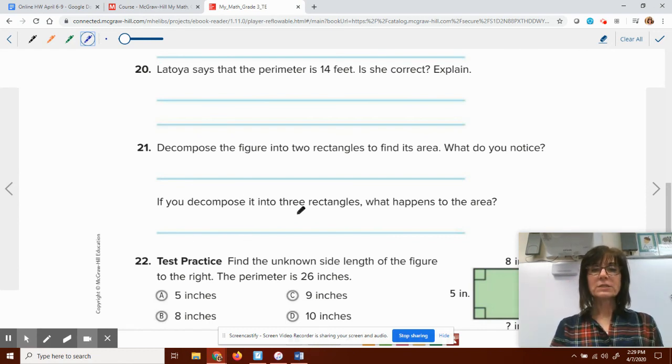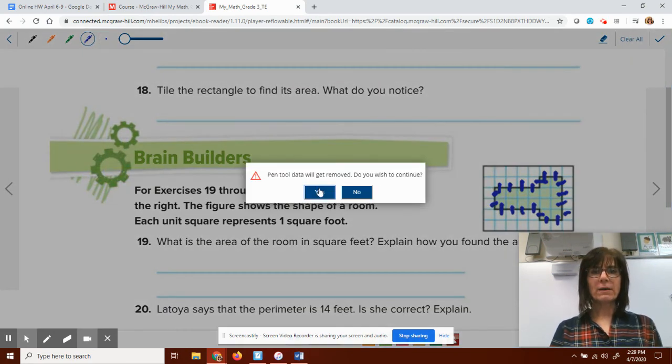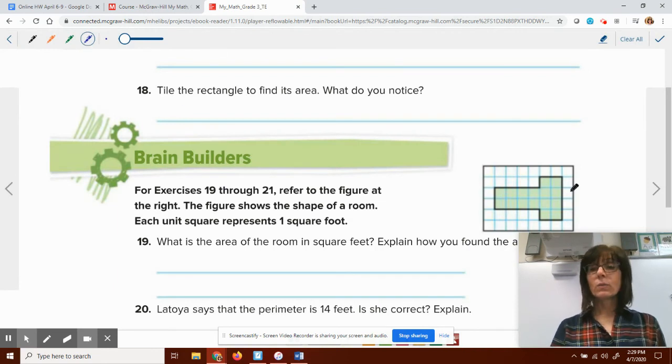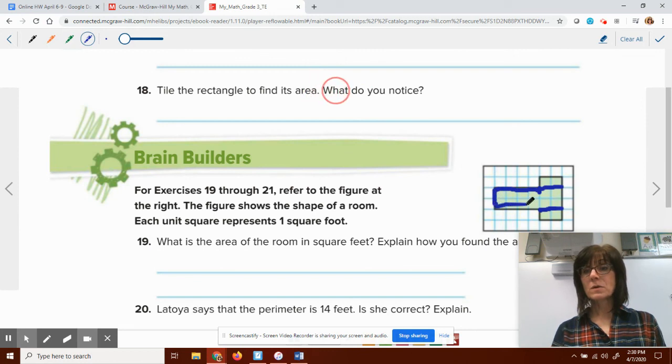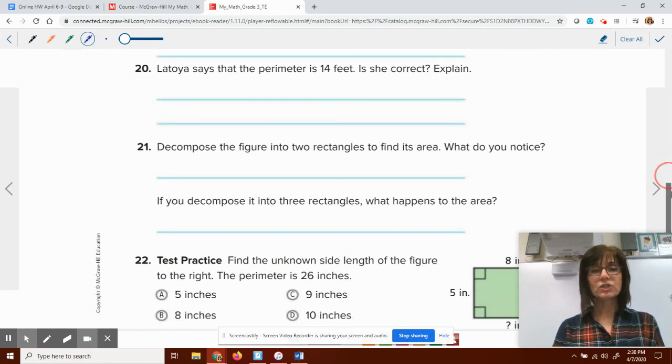And if you decompose it into 3 rectangles, what's going to happen to the room? You're going to be like, what? 3 rectangles? What are they talking about? No, they're talking about this. What if I would have gone ahead and said this was 1 rectangle? So I've got this long rectangle. And then I got those 2 little ones there. What happens to the area? Will it change? Yes or no?